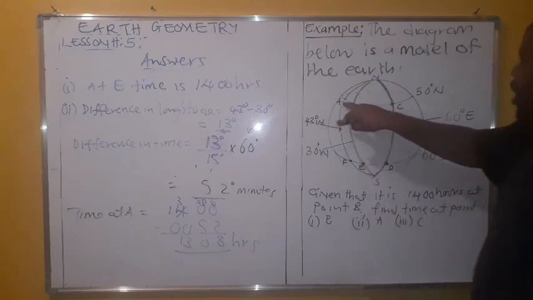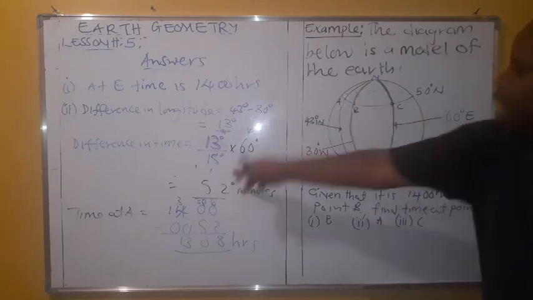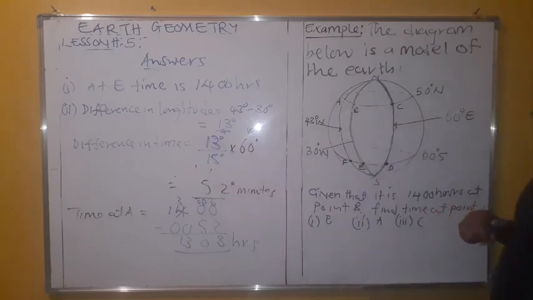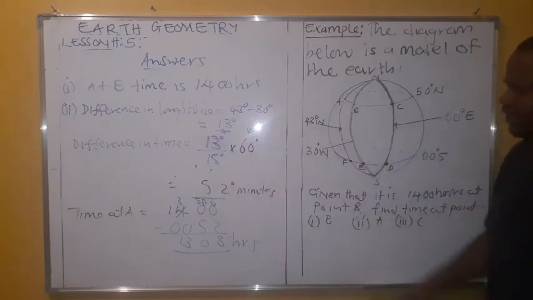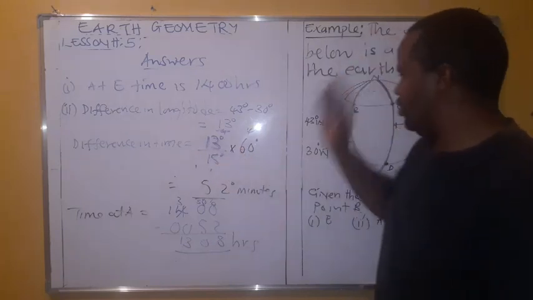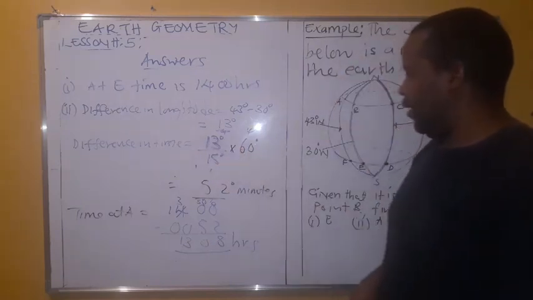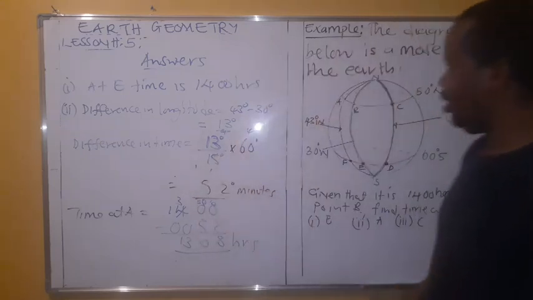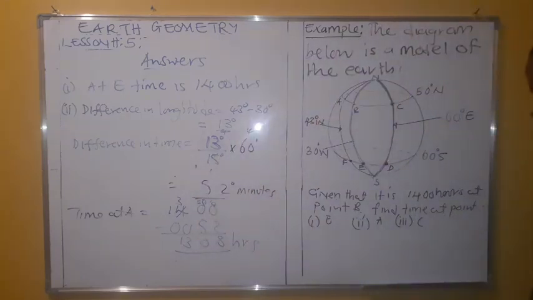Alright? So if we are in time here, to find time at B, we are going to add that. Okay? So that's how you get the difference in time. But take note, here, it's because this is a proper fraction. That's why we had just to multiply by 60. Okay? Then, let's look at the other one.